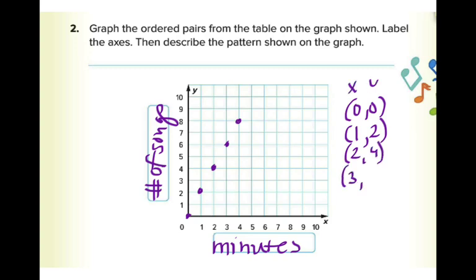3, this was our X, this was our Y. I don't even know if they went up to 4, by the way, but we could assume that 4 minutes would be 8 songs.